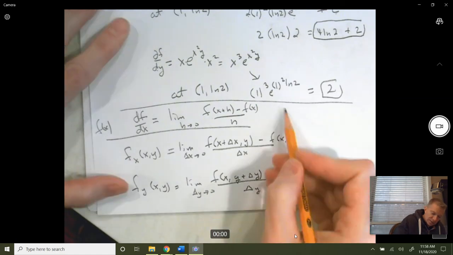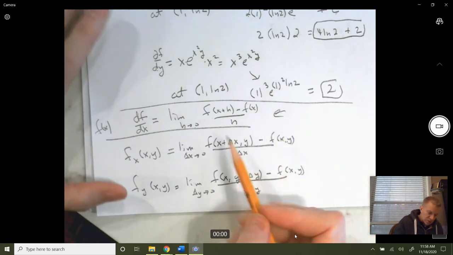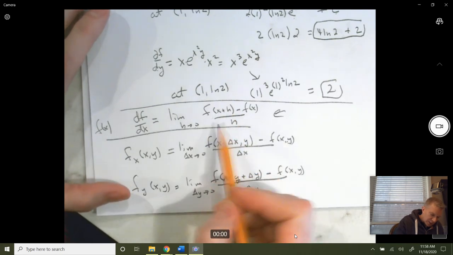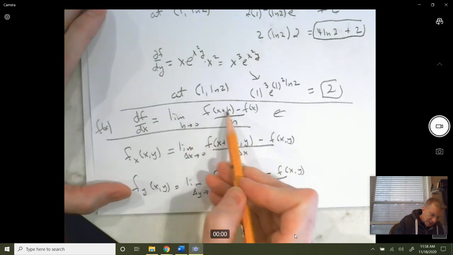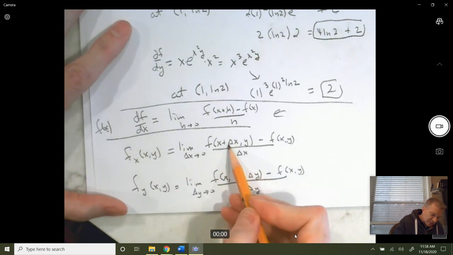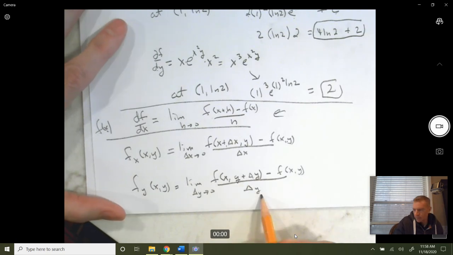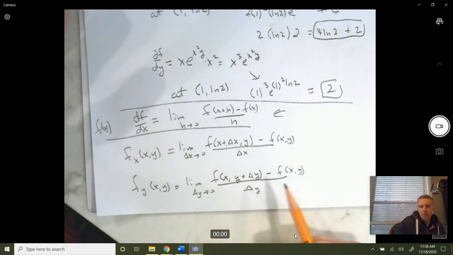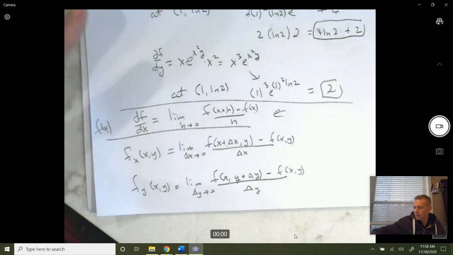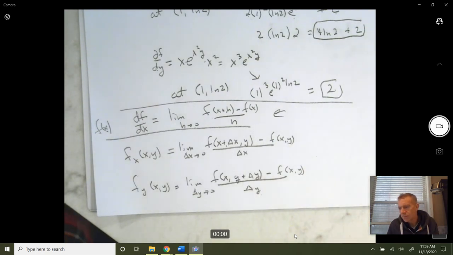Okay, so it's really the same definition of a derivative. It's just that instead of adding your tiny amount to the overall input, you're adding that tiny amount to just the x value or to just the y value. Okay, so I think there is a problem or two in this section where you actually have to use this limit definition of a derivative to find a derivative.